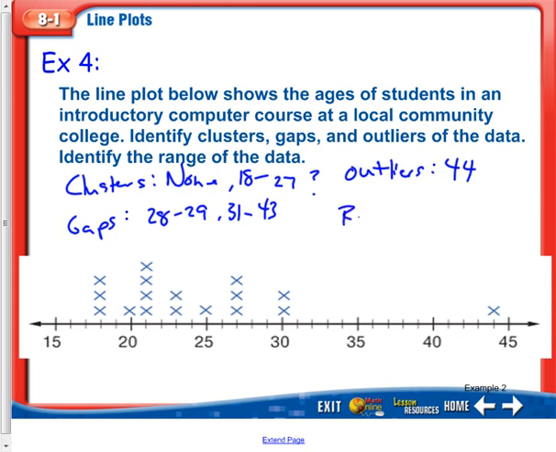And then our range. Well, we have 44 as a maximum, and our minimum is 18. Now, it doesn't matter that we have 3 18s. 18 is still our minimum number. So when we do this, we'll take 44 minus 18, and so that'll be a 14, that'll be a 30, and we'll say 6 and 2, so 26 is the range. So that means the age range for the students in the intro computer course ranges about 26 years from the youngest to the oldest student.